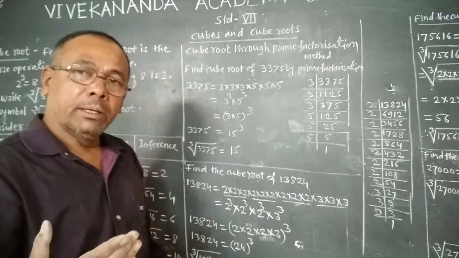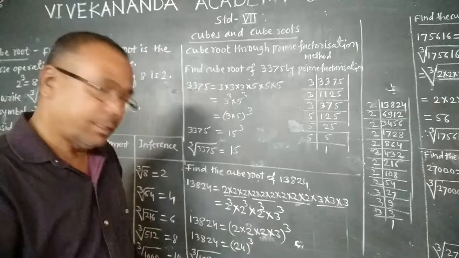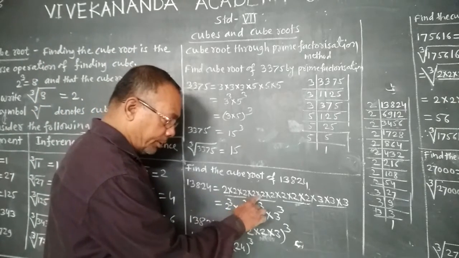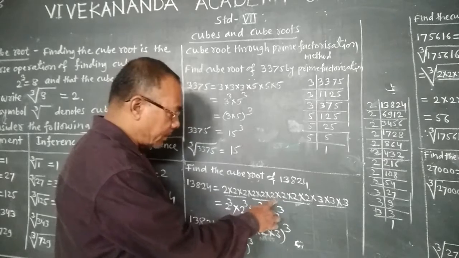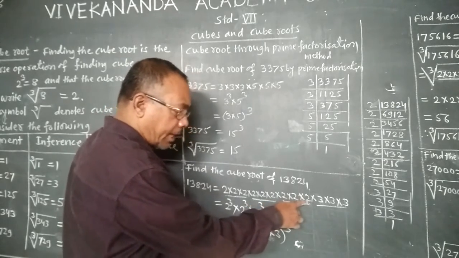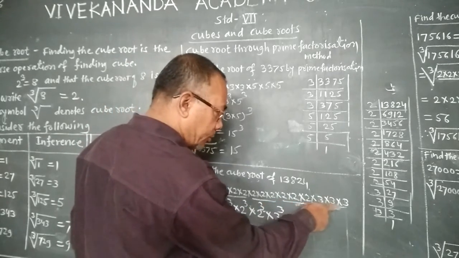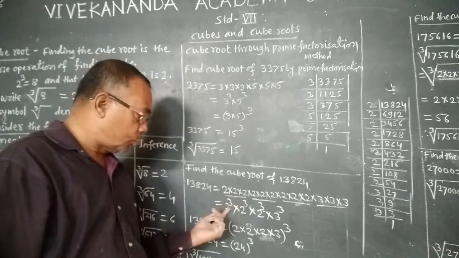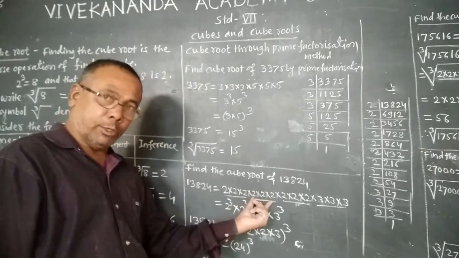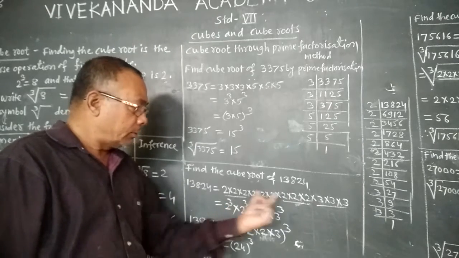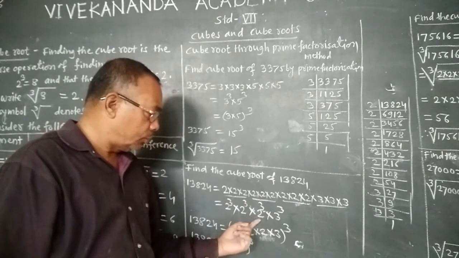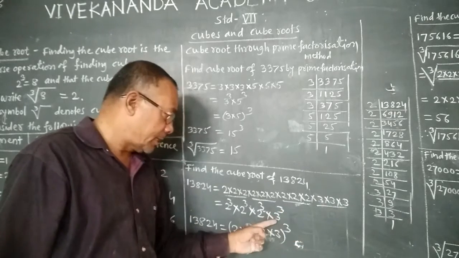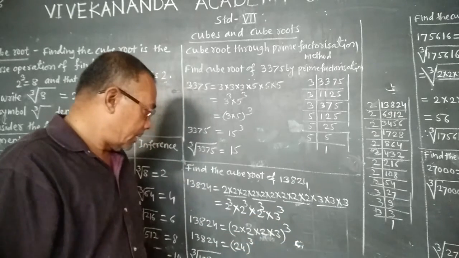Now if we make the triplet of each number, that is 2 into 2 into 2 three times, again 2 into 2 into 2 three times, again 2 into 2 into 2 three times, and 3 into 3 into 3 one time. Here the first triplet of 2 is 2 cube, the second triplet of 2 is again 2 cube, the third triplet of 2 is again 2 cube, and the last is the triplet of 3, so we can write it as 3 cube.